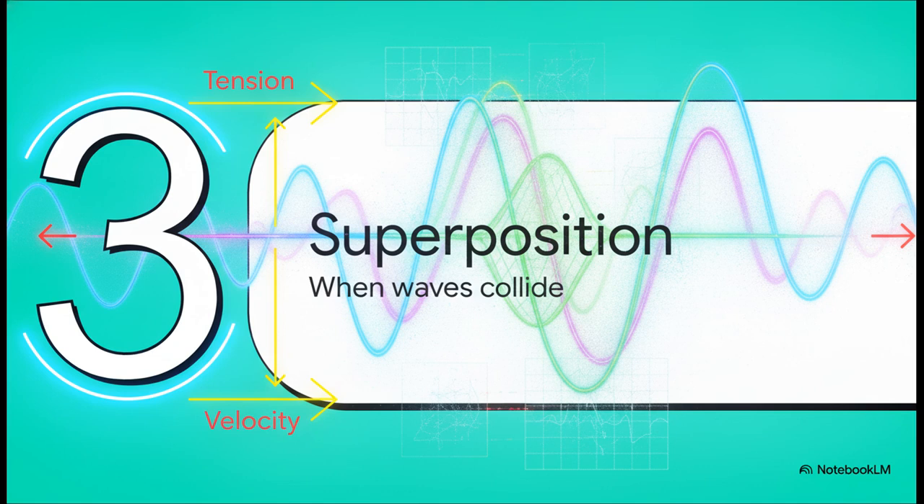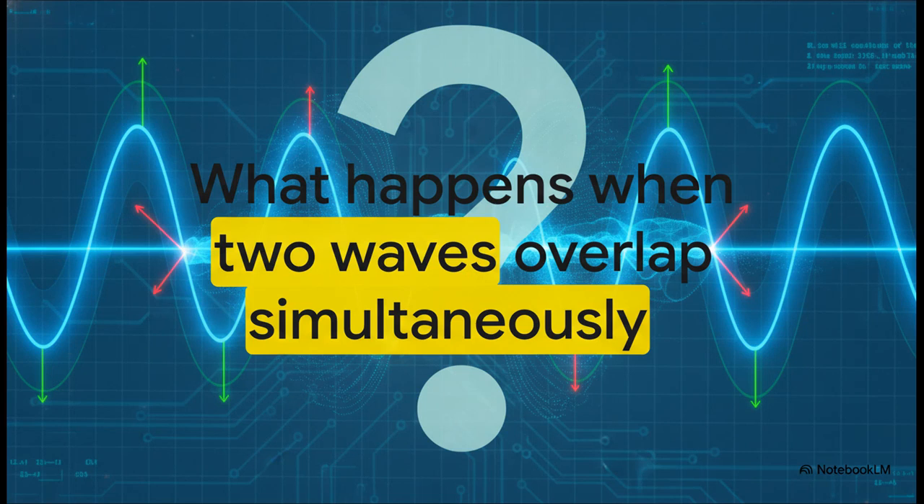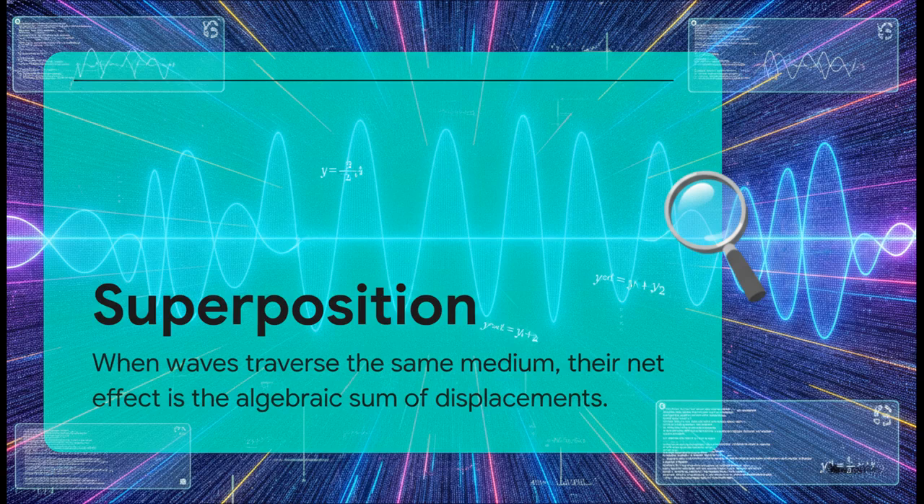Section 3. Superposition and interference. When waves collide. Okay, now we've reached the climax of our wave's life. You might expect some sort of complex, nonlinear disaster when waves collide, right? Do they bounce off each other? Do they just completely shatter? What actually happens when two transverse waves overlap simultaneously? The reality is actually beautifully simple, and it's guided by the principle of superposition.